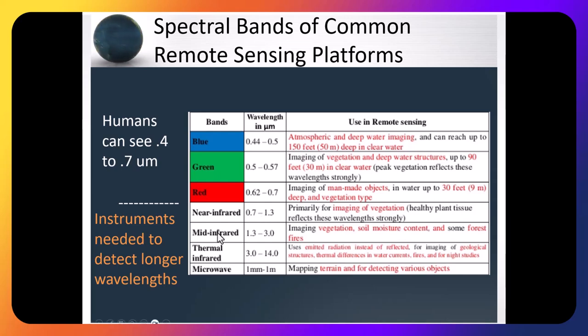Other longer wavelengths are used for soils, for some fire monitoring. As we mentioned here, heat. This is the area where you might do search and rescue and be looking at nighttime studies of the comparison of water bodies or irrigation leaks to the surrounding landscape. And microwave gets us into radar here.